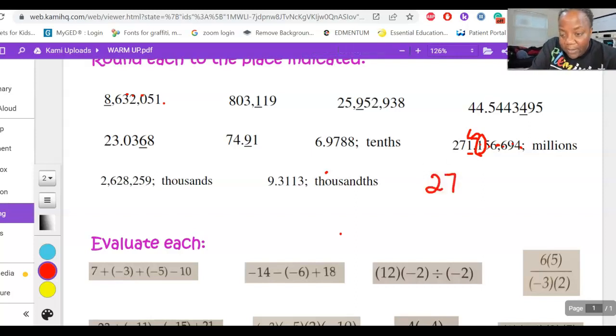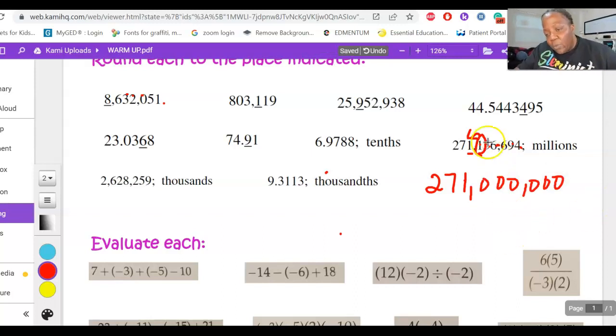So 271, and then I'm dropping off rounding because it should stay the same because the one that's circled is not larger than 5. And I'm representing the millions place. There we go. All right.